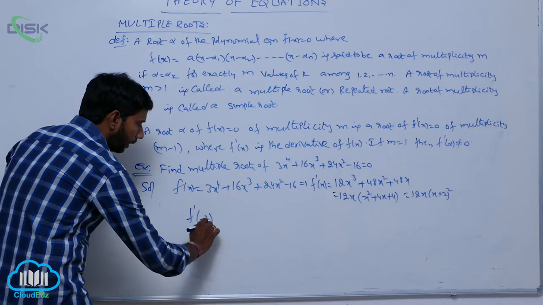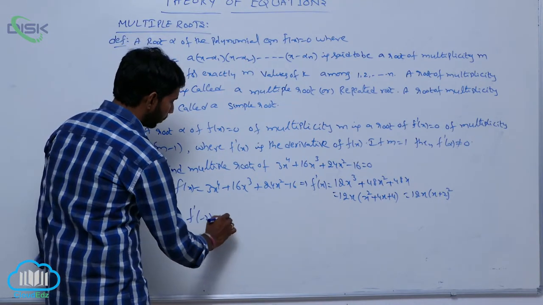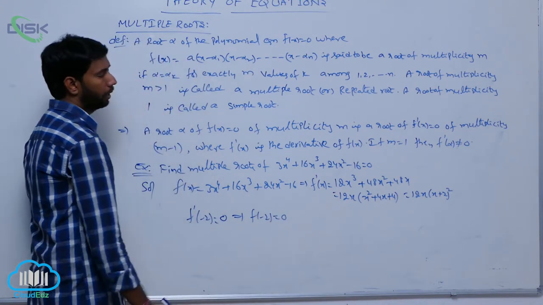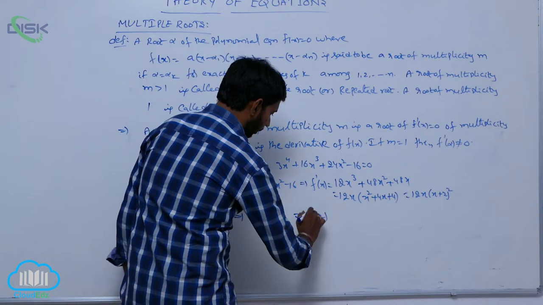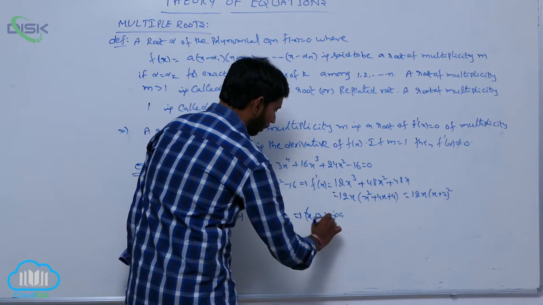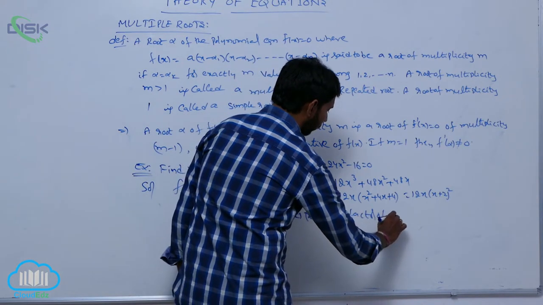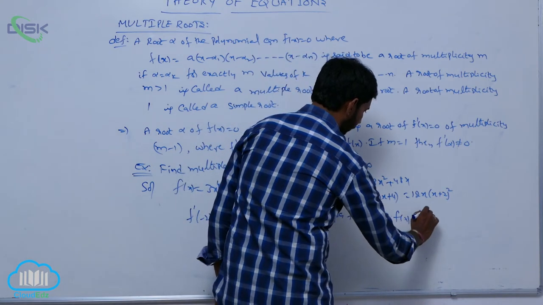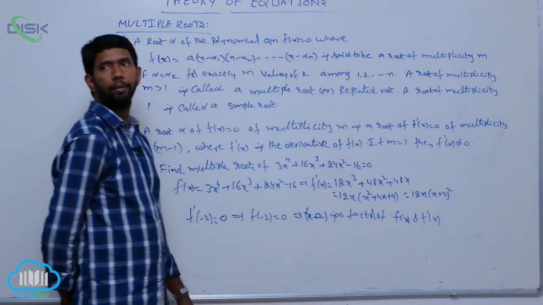Then f dash of minus 2 is equal to 0. That implies f of minus 2 is also equal to 0. Here the multiple root is x plus 2. x plus 2 is a factor of f of x and f dash x.